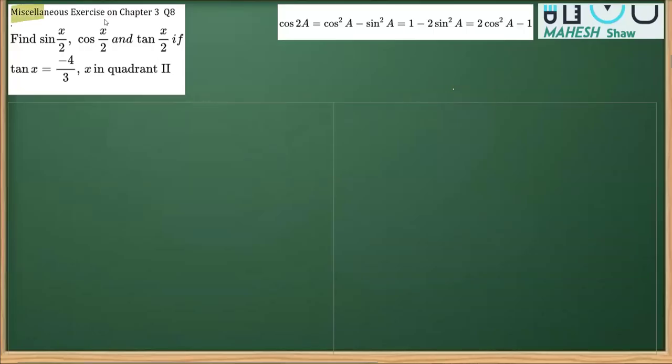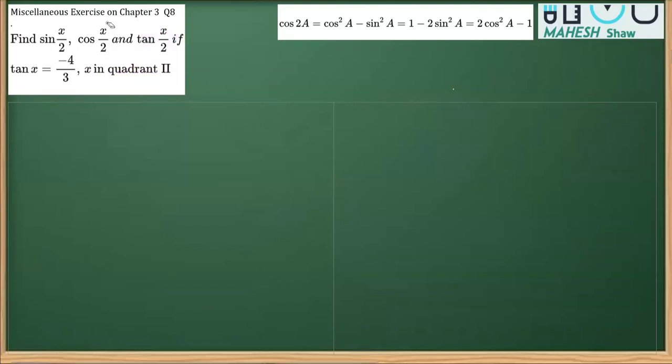So now this is question number 8 from the miscellaneous exercise, chapter 8, based on trigonometric functions. In this question, we know the value of tan x as minus 4 by 3, where x lies in the second quadrant. And then we have to get the values of sin x by 2, cos x by 2, and tan x by 2.